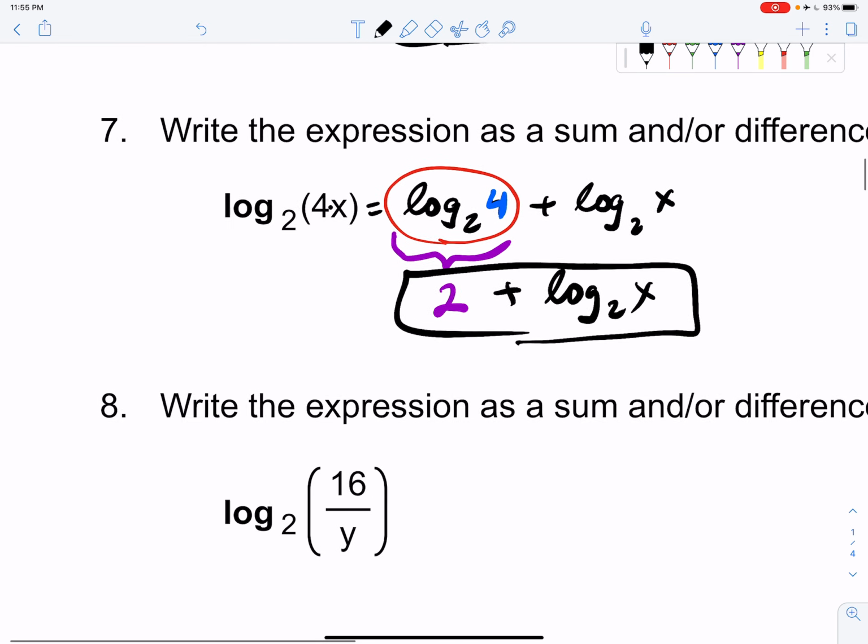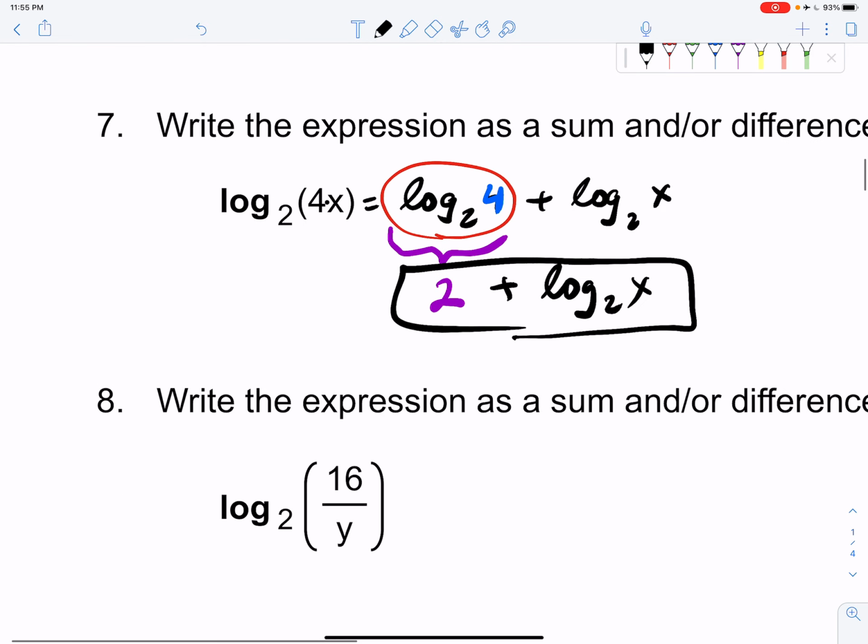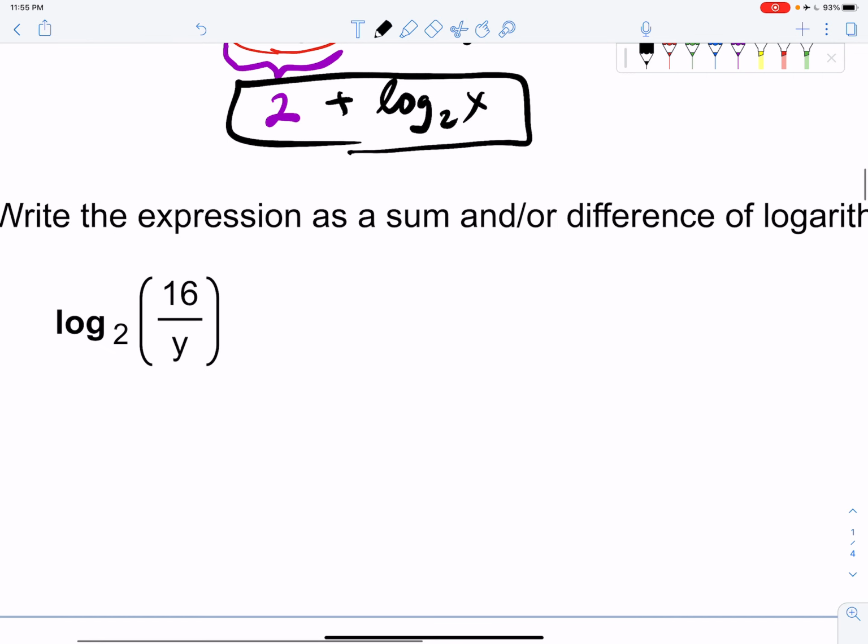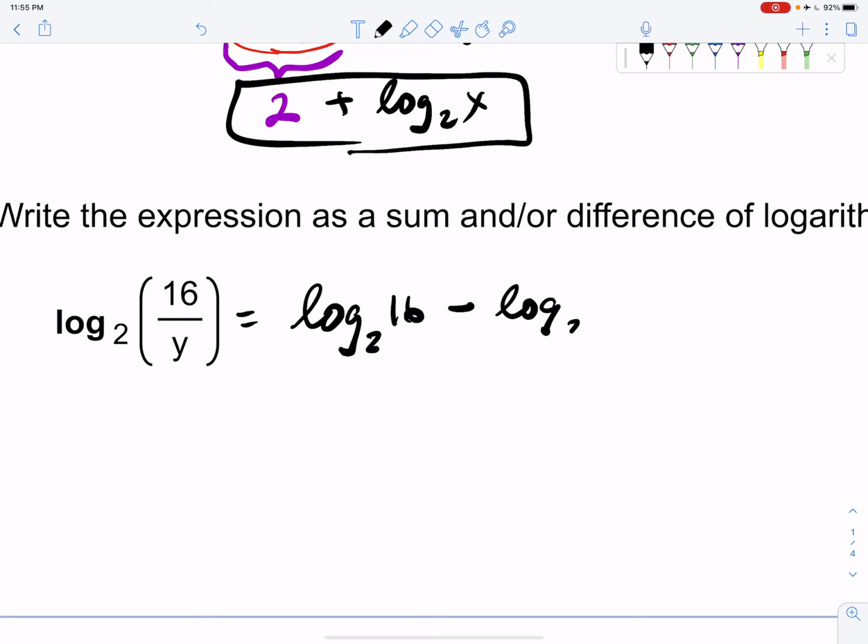Okay, and that was number 7. Let's do number 8. Number 8 has a quotient, and so we go ahead and apply the quotient rule, which just says we can write this as 2 different logs, log base 2 of 16 minus log base 2 of y.